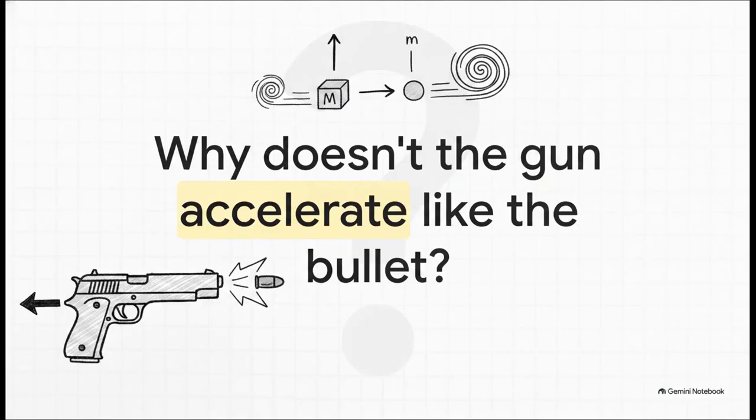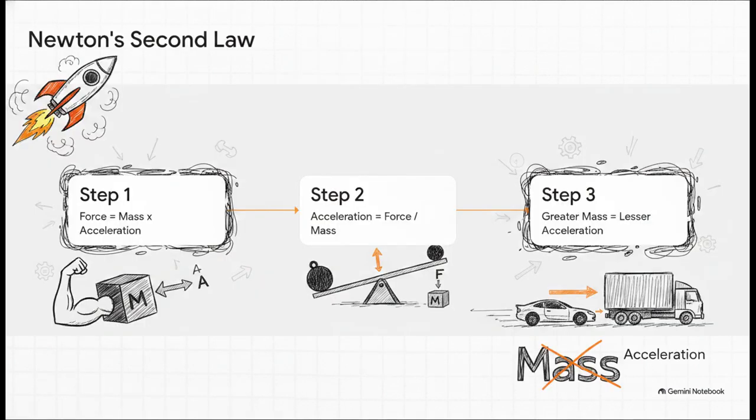But this brings us right back to our climax question. If the magnitude of the force exerted by the bullet on the gun is the exact same as the force exerted by the gun on the bullet, why on earth doesn't the gun recoil into your shoulder with the same massive acceleration? We have identical forces, but wildly different accelerations. What gives? Okay, the missing puzzle piece here is Newton's second law.